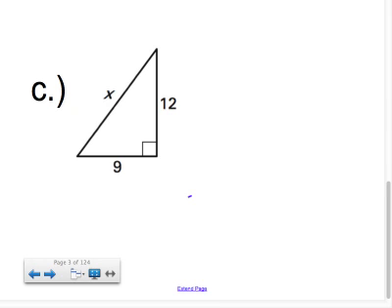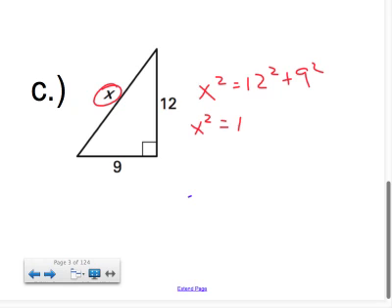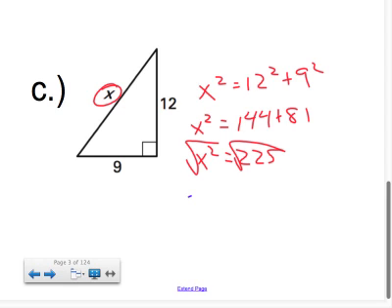And then finally, part C here in example 1, right, here's your hypotenuse. So x squared equals 12 squared plus 9 squared. That says x squared equals 144 plus 81. Well, 144 and 81 makes 225. Take the square root of both sides. The square root of 225, pretty sure, is 15. Okay, so again, that's all we're doing here in applying the Pythagorean theorem.